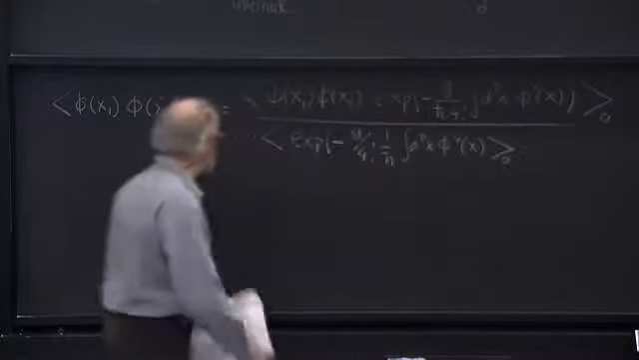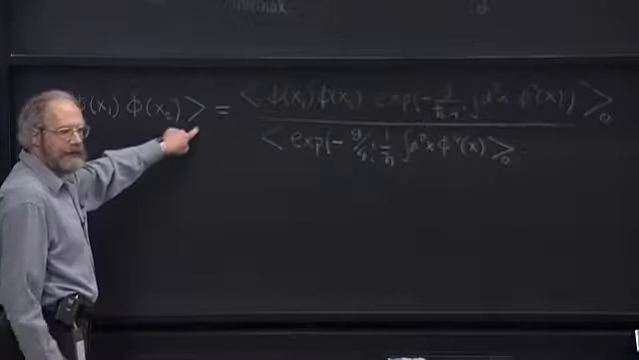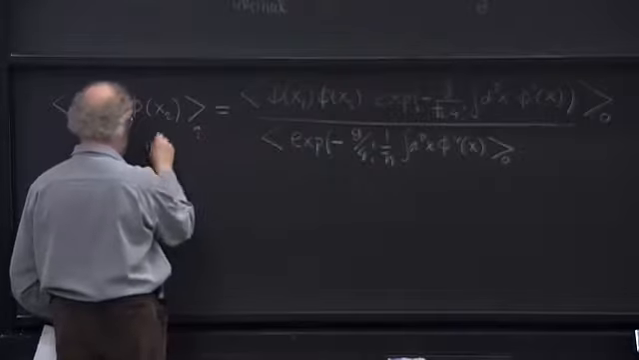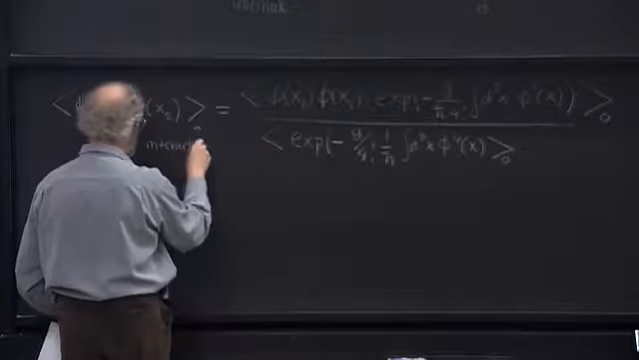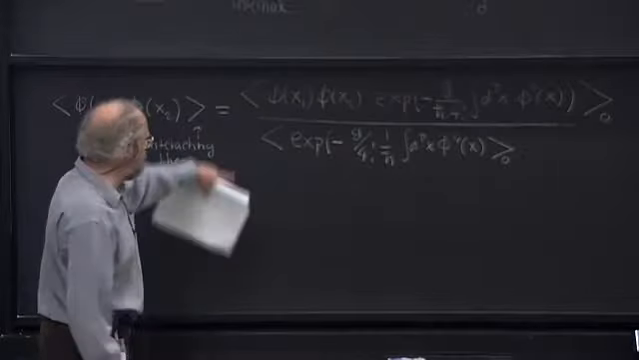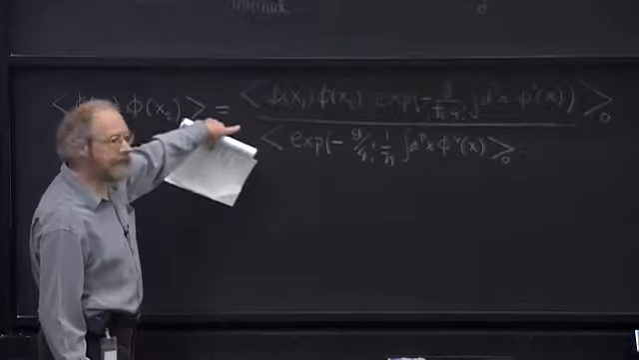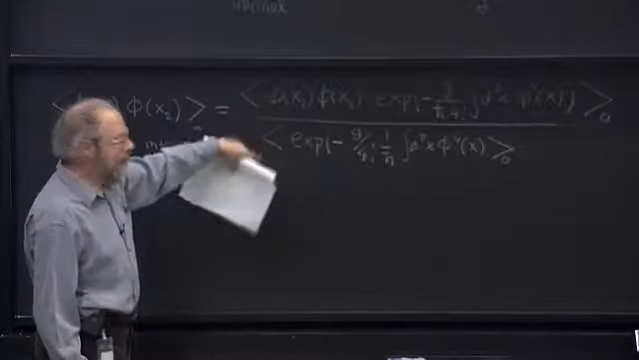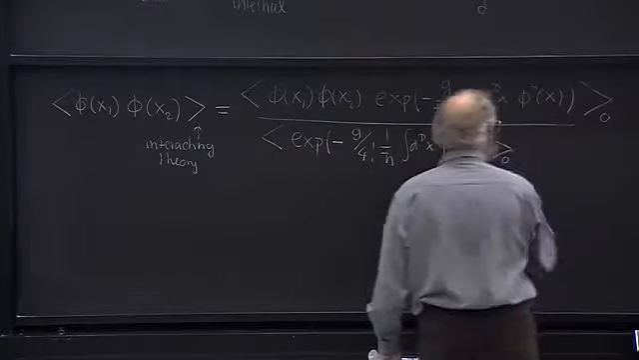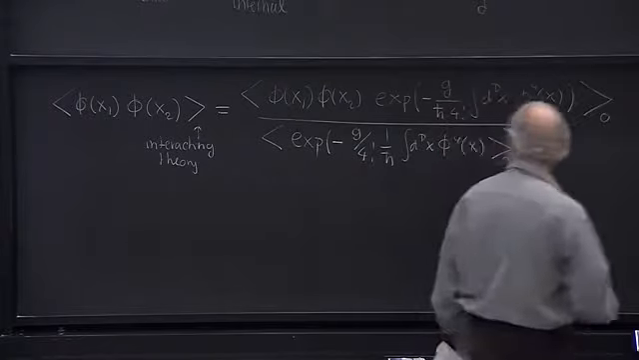Okay. That's the normalization we need for the interacting theory. This is it. And therefore, when you perform a perturbative expansion, you have to expand both the numerator and the denominator. So the denominator, we computed it at first order.